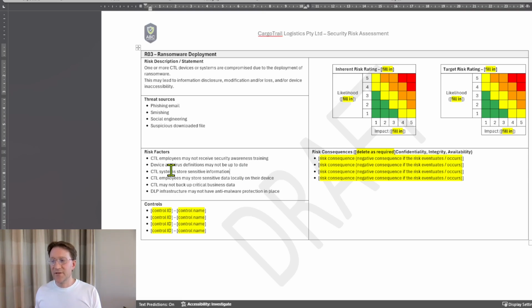Then we know that CTL systems store sensitive information. It may be that CTL employees store sensitive information locally on their laptop. So therefore, if that device alone was compromised, that could lead to the exfiltration of confidential information, and potentially this could be disclosed later. In terms of backups, we don't know if CTL backup critical business data.